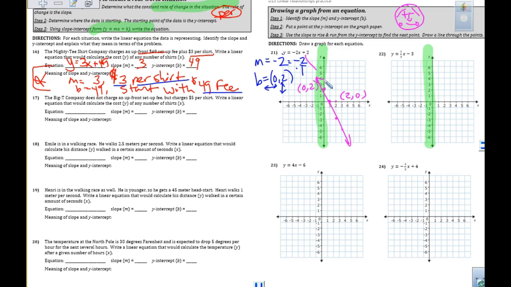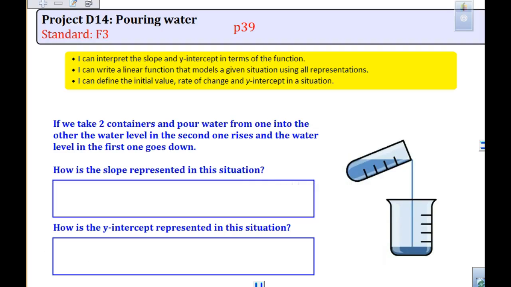Answers are on the notes from Friday, so if you do need to check them. What I want you to take a look at right now is page 39. The initial value, the rate of change in a situation. It says if we take 2 containers and pour water from one into the other, the water level in the second one rises, you agree, as we're filling this up, and this one is going to be decreasing. It says, how is this situation represented with our slope?